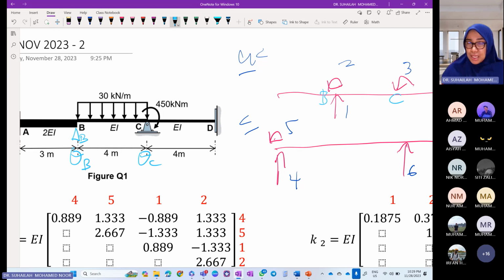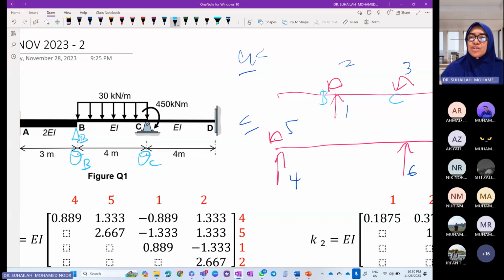What is Q3? What is the meaning of Q3? Negative 450. Okay. Q3 is the moment at C. Because it is that component, it represents the moment at C. And the moment given is clockwise.